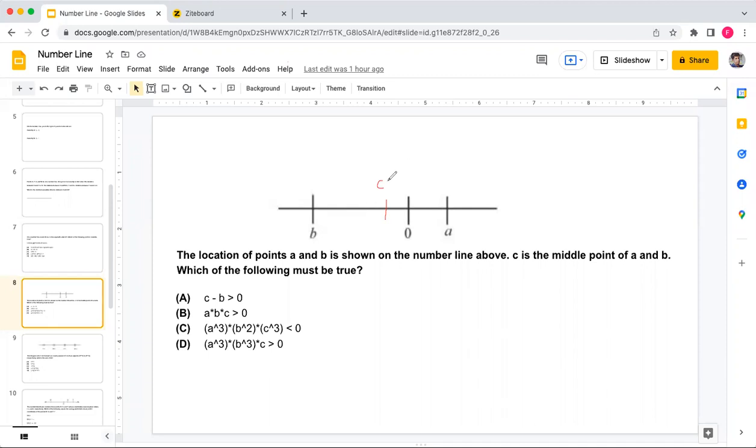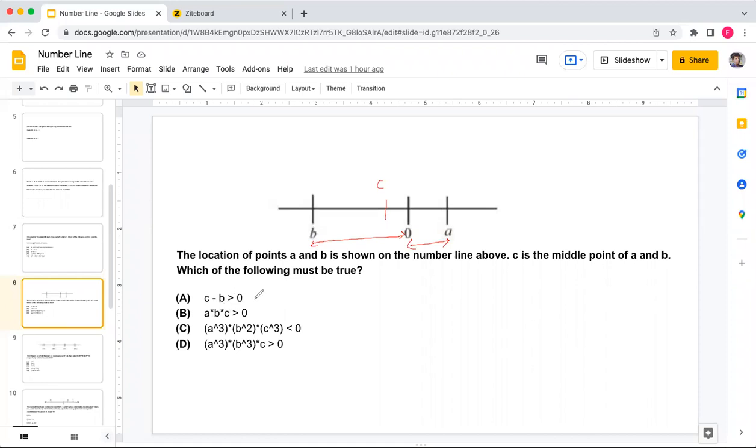No. Why? I told you earlier that you can assume just by seeing the figure on the number line, it is exactly drawn. So this distance is less than this distance. So if you take the average, C must be on the left side of 0. Right? Now see, which of the following must be true?